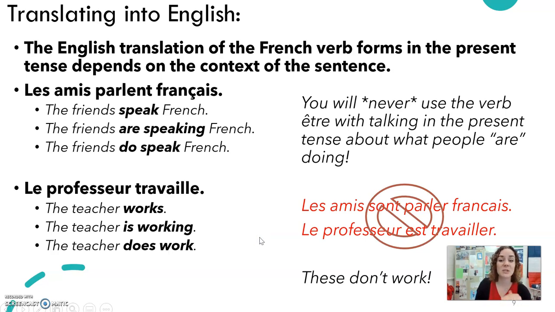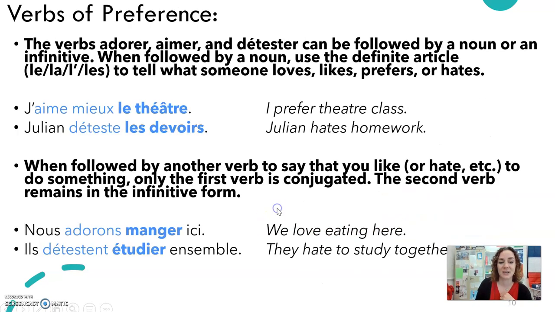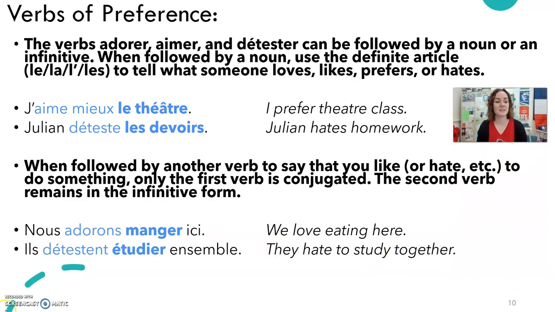The present tense is much more simple than English. It's just the one verb that you've conjugated by dropping the ER and adding the right endings. Just a few more tiny things. Verbs of preference like adorer, aimer, and détester can be followed by a noun or by an infinitive. So you can love, like, or hate things, or you can also love, like, or hate activities.